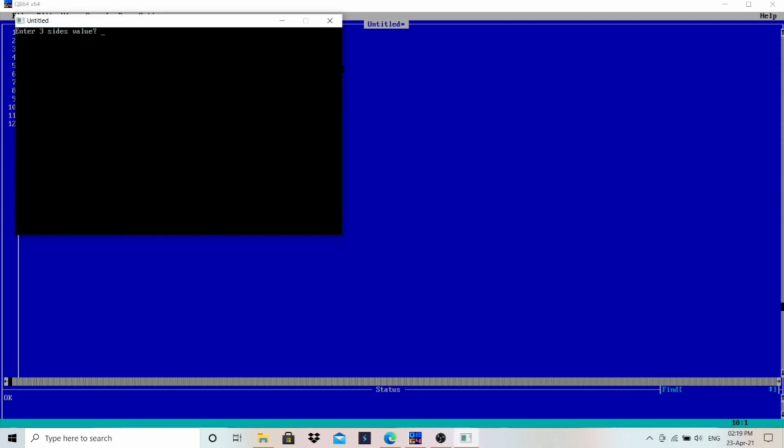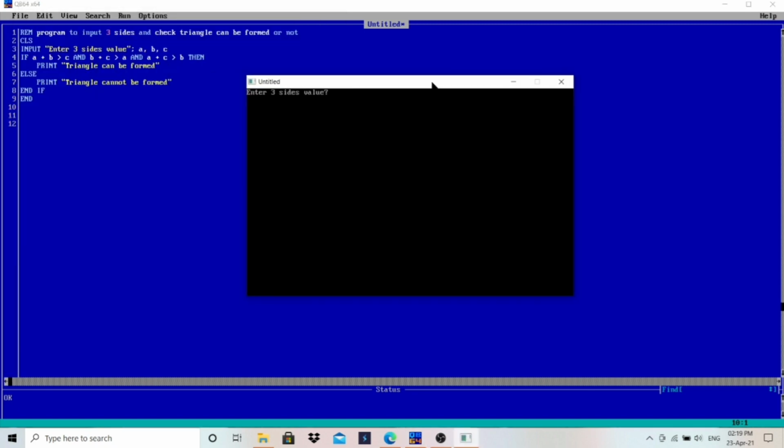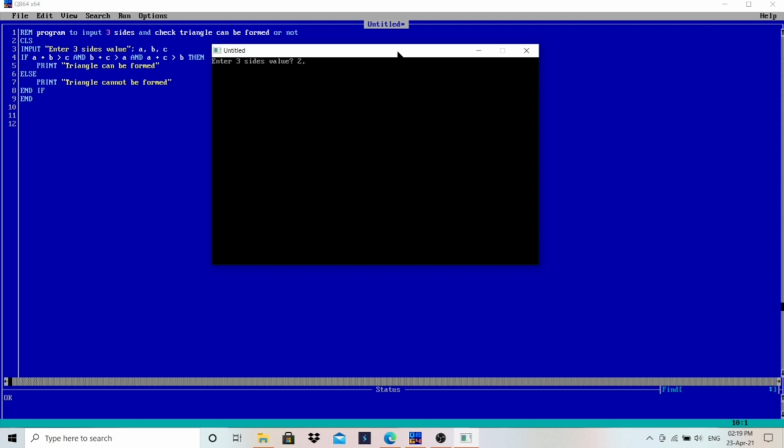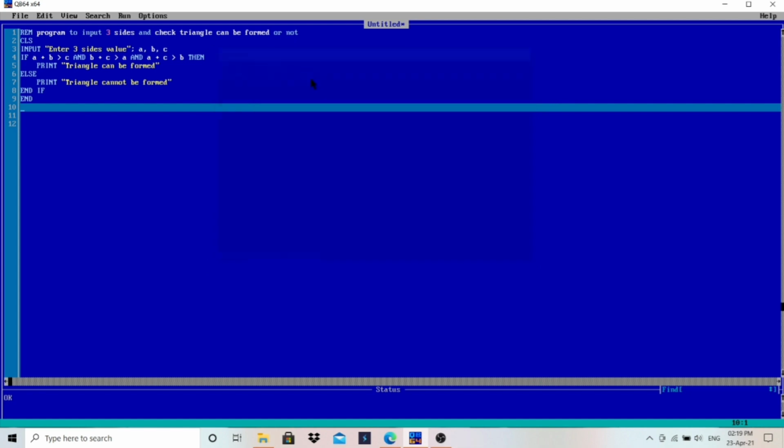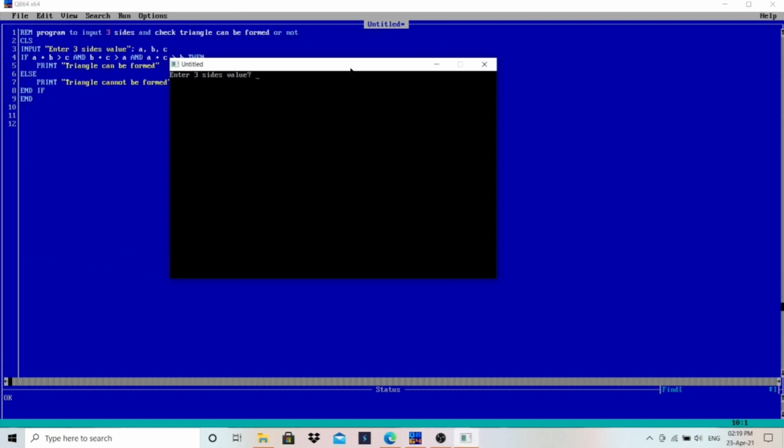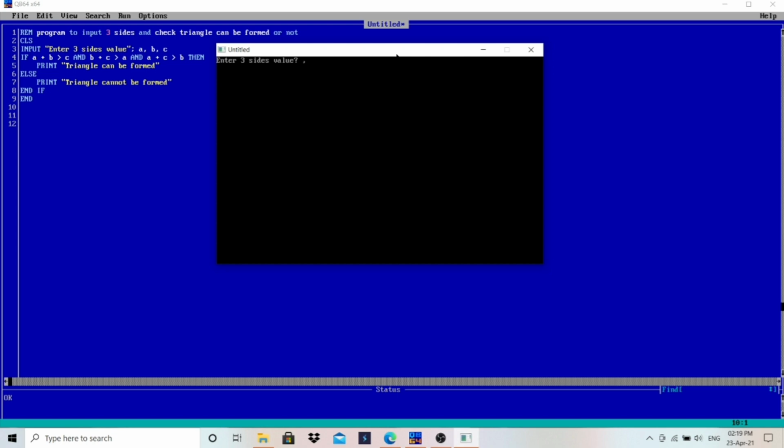Okay, let's run the program again and let's input different values. 2, 4, 1. Triangle cannot be formed again. So let's enter values again. This time I will enter, first of all, 2, 4, 5. Triangle can be formed.